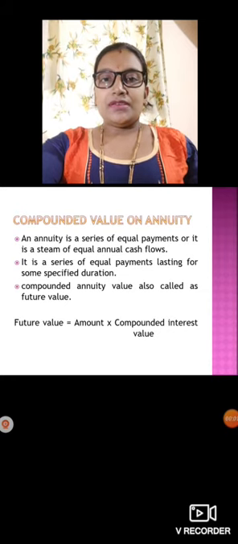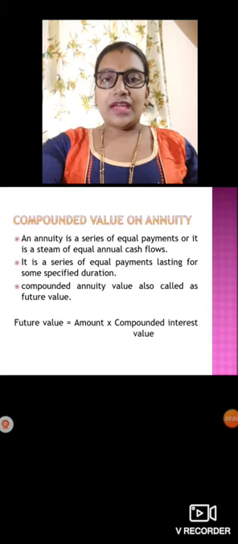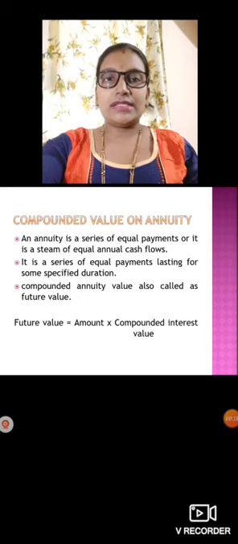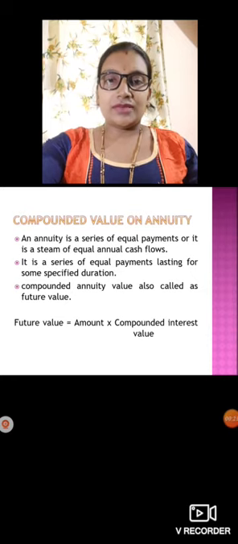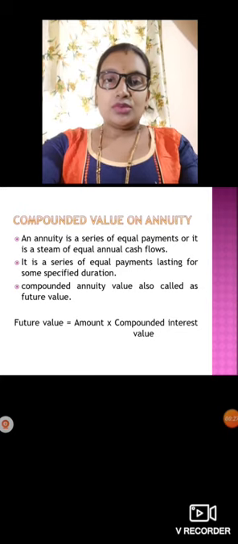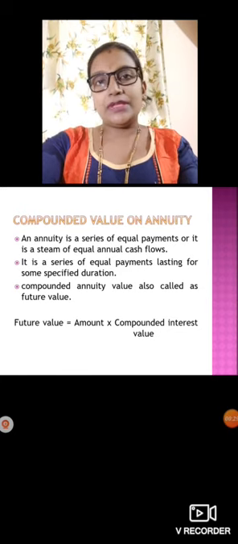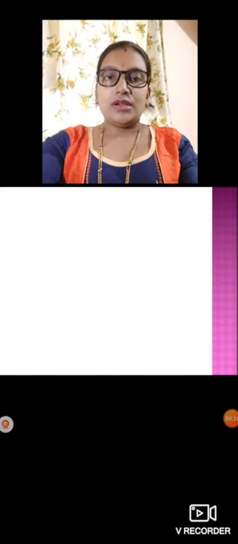So next we have here compounded value on annuity. Okay. Solve all the homeworks. An annuity is a series of equal payments, or it is a stream of equal annual cash flow. It means with a single factor we are going to calculate the amount here, whether it is a series or a single payment. So how are we going to calculate here? Future value equals amount into compounded interest value. Okay. So it is a simple method, an easy method to calculate.